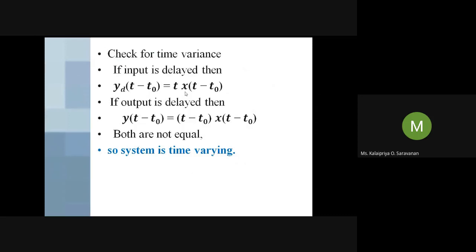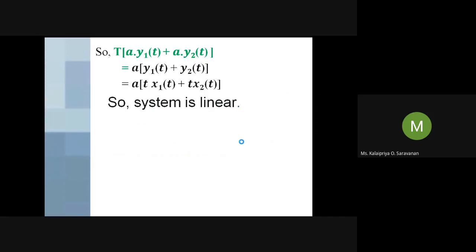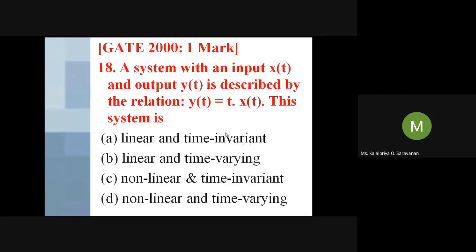So if you can observe, this is LHS, this is RHS. Both the equations are not equal. So since they are not equal, we conclude that the system is time varying. It is varying with respect to time. So if you can see here, we have observed the system to be linear and we have observed the system to be time varying. So the right answer would be B.